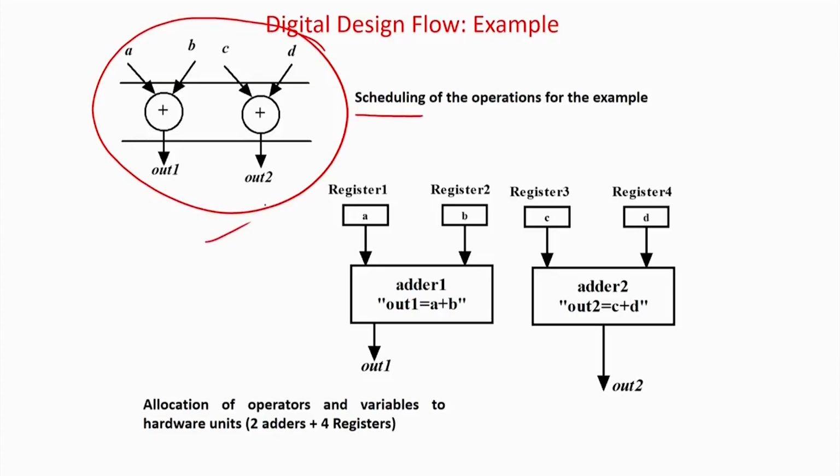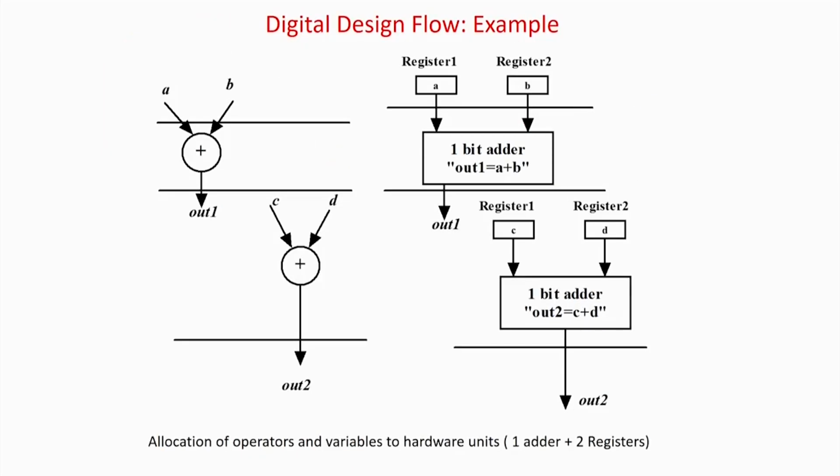Now the thing is, how much hardware do I have, how many blocks do I have? Say, for example, somebody tells you that I have 2 adders and 4 registers to do that. Simple, one adder will be there, one adder will be there, a simple implementation. Somebody tells you, no, I don't have that many adders, I have only 1 adder and 2 registers, I don't have that much budget. Then how do you do it? Of course your schedule will change.